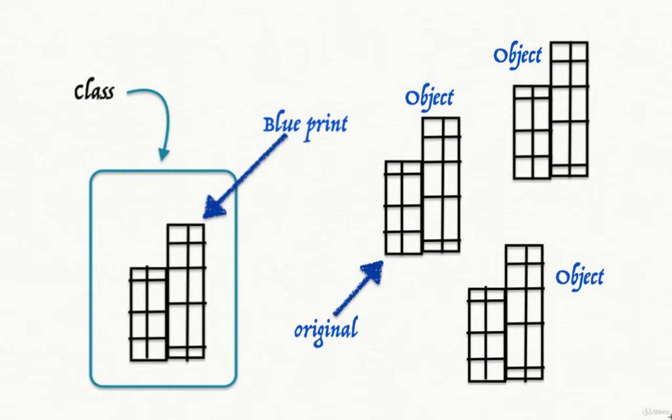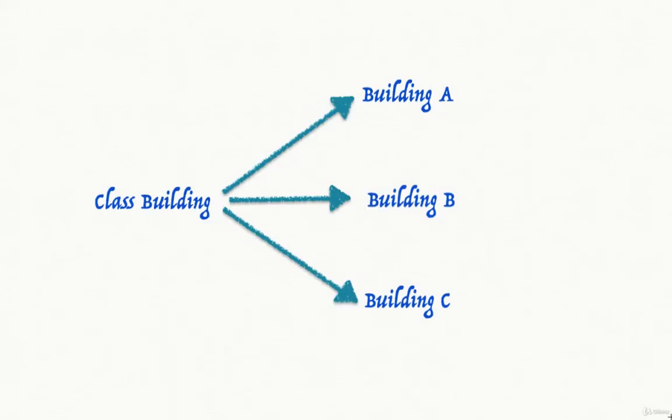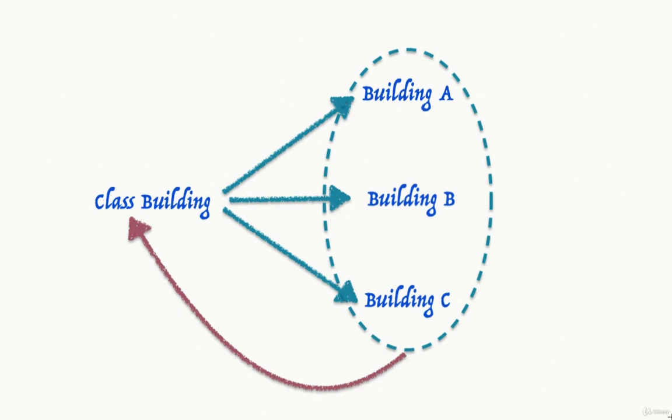So an object you can think of as something real that has a real value. Class is not real. Class is something on paper and object is something real. So this concept is called class and object. By using this class Building, we can have building A, B and C out there. And these buildings A, B and C will be real, but they will be derived from which class? Building. That will define their structure.